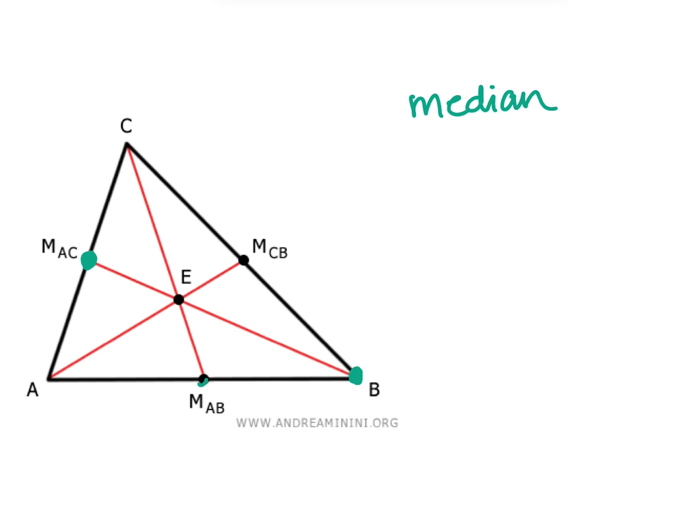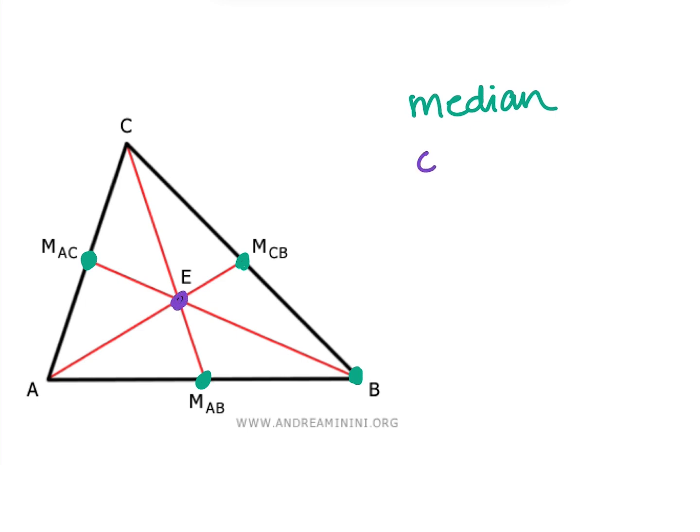So that's why these 3 points are labeled the way they are as M sub CB, for example, meaning the midpoint of segment CB. And then that midpoint is connected to the other vertex of the triangle, across the triangle from where that midpoint is located. You'll notice that these 3 medians all meet at one point, point E.